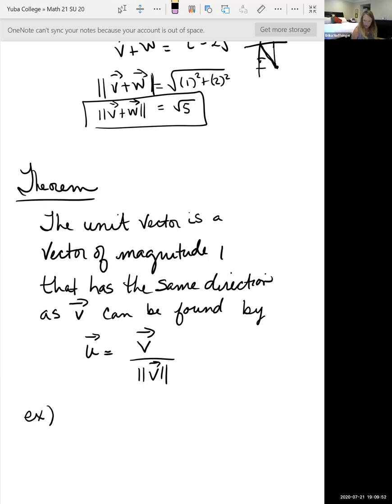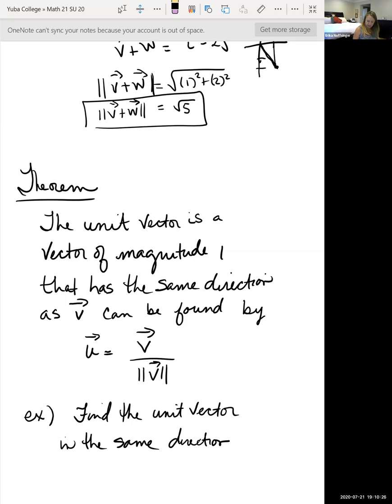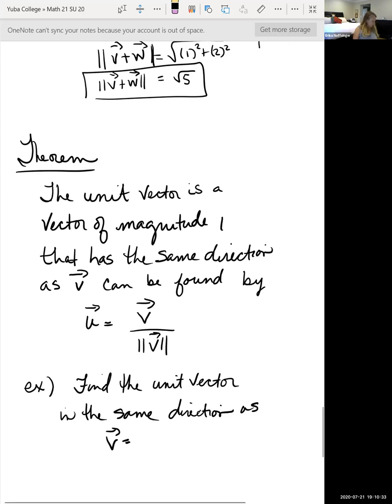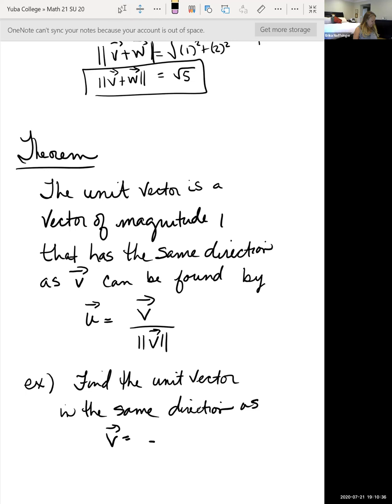So let's look at an example real quick. So finding the unit vector. Find the unit vector in the same direction as V. So let's find the unit vector in the same direction as V, which is equal to negative 5i plus 12j.